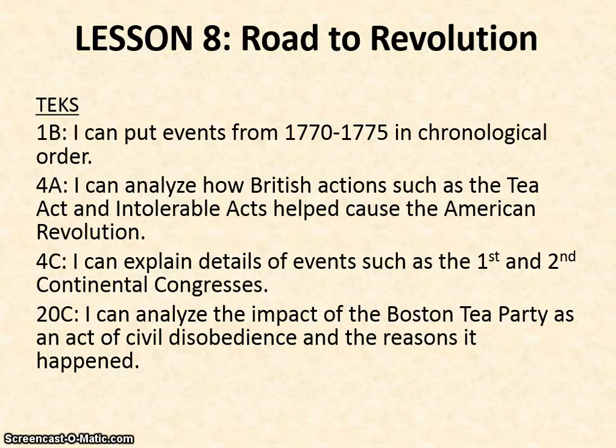And here's Lesson 8 of Unit 3, entitled The Road to Revolution. So our goals are to show that we can put events from 1770 to 1775 in chronological order, that we can analyze how British actions such as the Tea Act and the Intolerable Acts helped cause the American Revolution, that we can look at details of events such as the First and Second Continental Congresses, and finally that we can analyze the impact of the Boston Tea Party as an act of civil disobedience and the reasons that it happened.